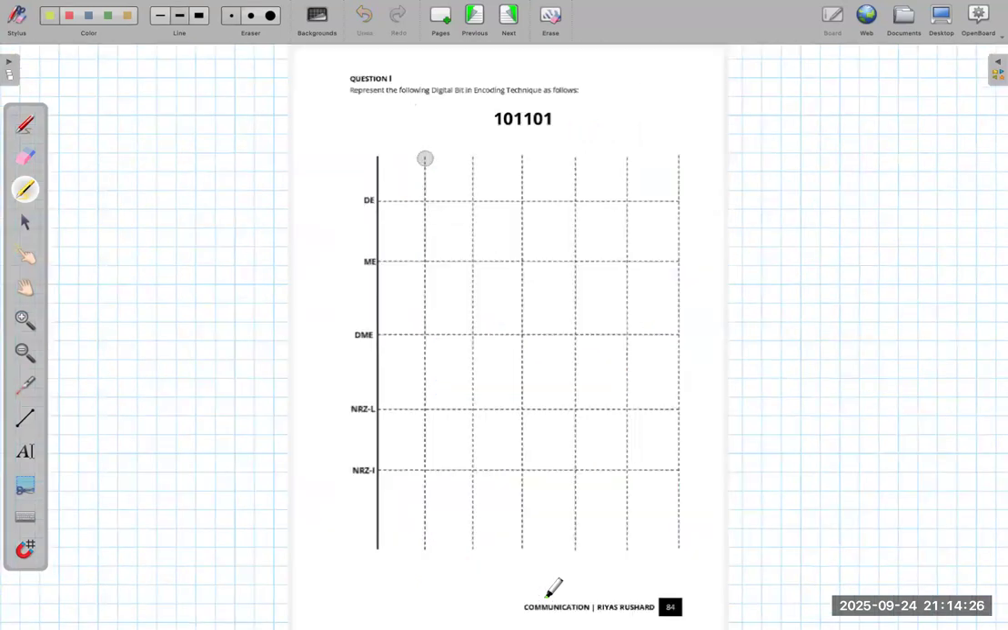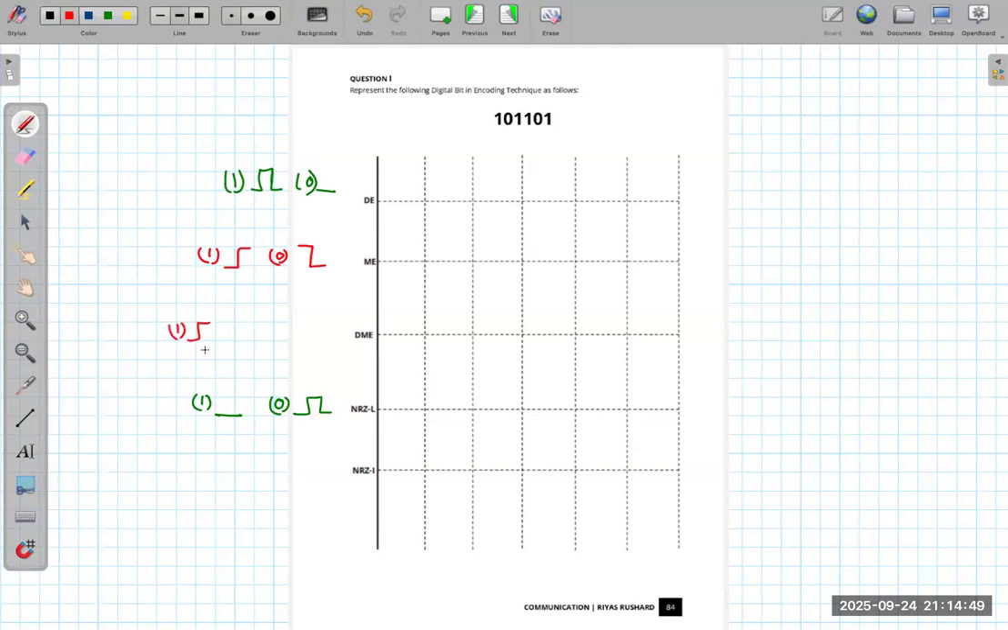Okay, then we have an activity. Let's try it out. Okay, non-return zero level: one high, zero low. Inverted level: one low, zero high. Manchester encoding: one low to high, zero high to low. Differential Manchester encoding: one low to high or high to low, zero low to high, high to low to high.